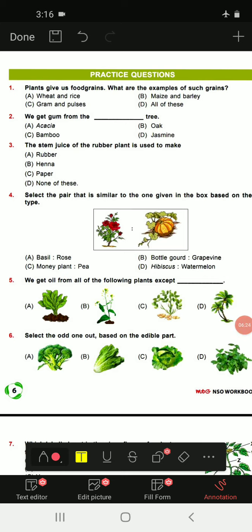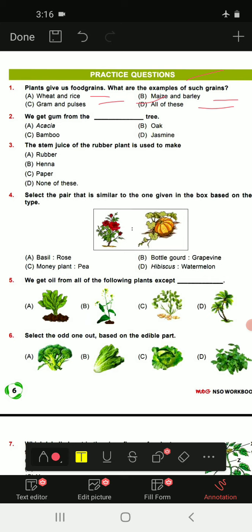Next is practice questions. Here you look at a few questions. I will discuss and tell the answer. First question. Plants give us fruit grains. What are the examples of such grains? Option A, wheat and rice. Option B, maize and barley. Option C, gram and pulse. Option D is all of these. So option D is correct, all of these.